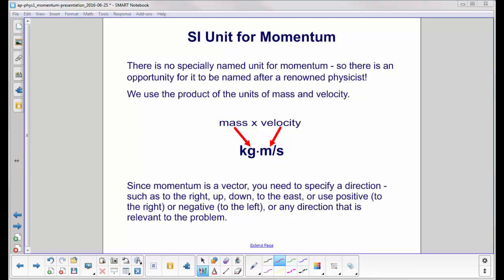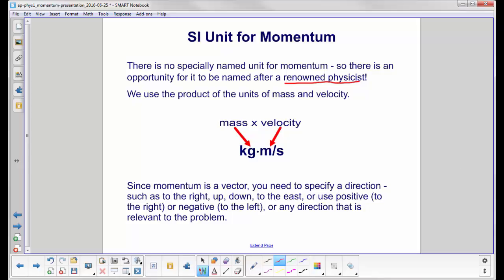Unlike other derived quantities, where the quantity is the product of two or three others, and you take those units and combine them, you come up with a new name for it, we don't have that for momentum. There is no specially named unit for momentum. So frankly, there's a nice opportunity for it to be renamed now after a renowned physicist, perhaps. So all we're going to use are the units of mass and velocity. So kilogram meters per second is momentum.